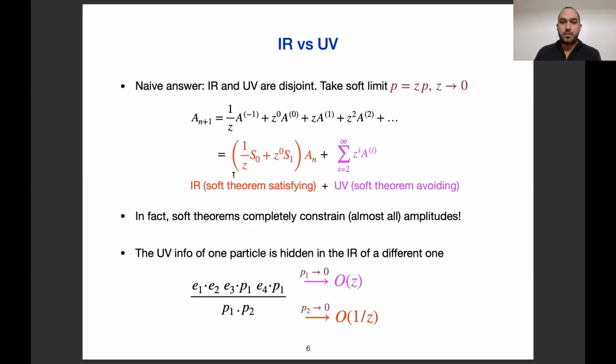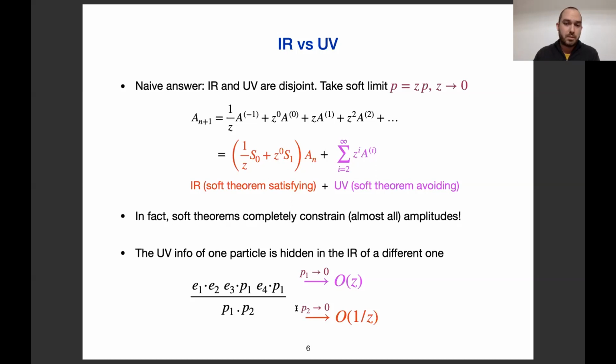But it turns out that soft terms fully constrain almost all amplitudes. If an amplitude has a soft term, it's probably fully constrained by it. And there's a very simple way to see how that can happen. This is the basic idea: the UV info of one particle is hidden in the IR of a different one. So take this simple example. This is some random term that can show up in the 4-point gluon amplitude. If you take P1 soft here, you find that this goes like order Z. So you might say, okay, this is in the UV. There's no soft term for it, so it's free to do whatever it wants.